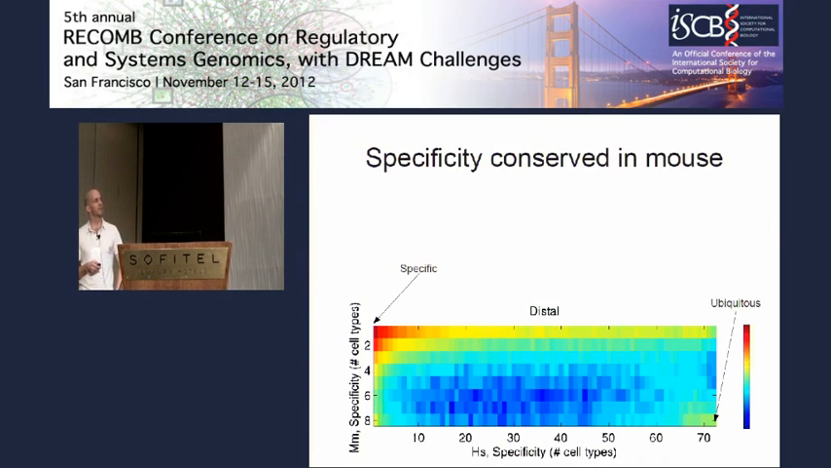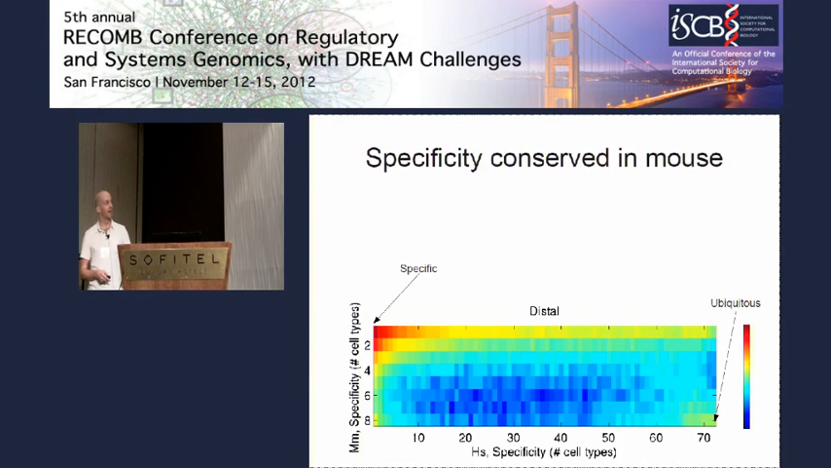And we find, as was mentioned yesterday, that DHS specificity appears to be a conserved trait. This you can see here in this heat map, where we have mouse specificity on the y-axis and human specificity on the x-axis. And as you can see here in the dark red, DHSs that are highly specific in mouse also are typically highly specific in human. And over here, we see that we have an enrichment for things that are ubiquitous in both mouse and human.